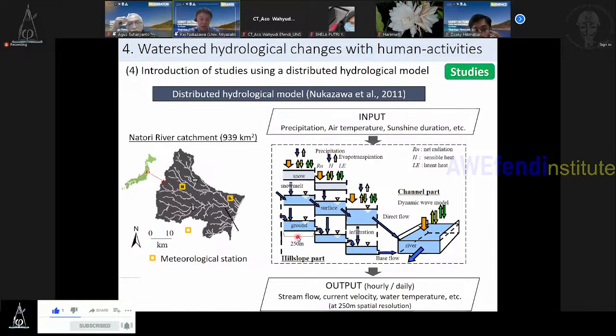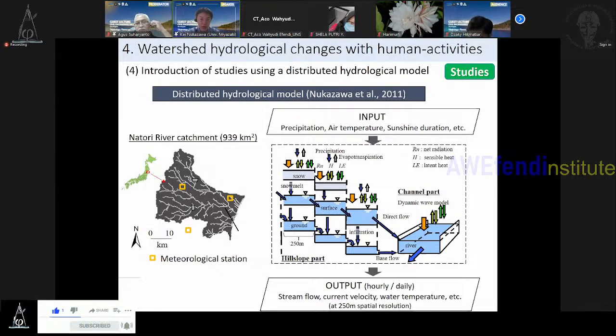For example, in the hillslope part, the land, not the river, there are three layers: snow layers, surface water layers, and groundwater layers. And the model calculates the surface runoff, infiltration, and snowmelt. But unfortunately, the time is limited, so I will simply explain what the model can do.